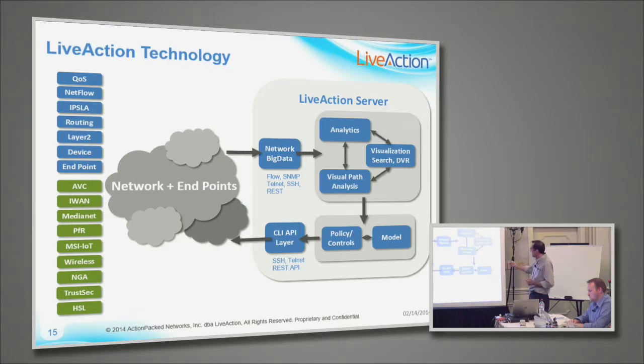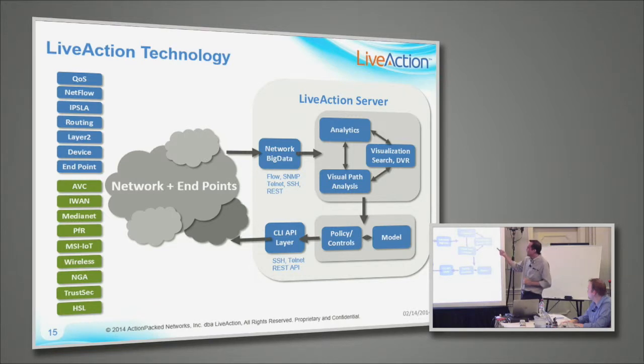But this shows the workflow where once they realize what the problem is, they go to the policy and control portions, and we actually model each device, where we're not just pushing out templates of commands. We actually know the structure of these commands for every device that we bring in. So when you make a QoS change, we know what we have to do to fix that policy to push that out. And in the CLI API layer, we can do it through SSH or Telnet or REST API back into the network and endpoints.